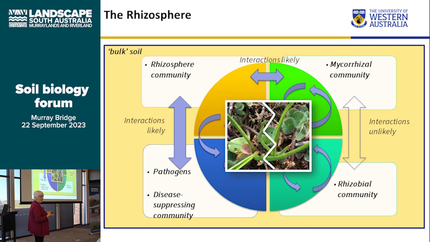Then you've got the rhizobial community, and if you're growing a legume like lupin, but also a lot of the pasture species, then you have to match the rhizobium to the plant.